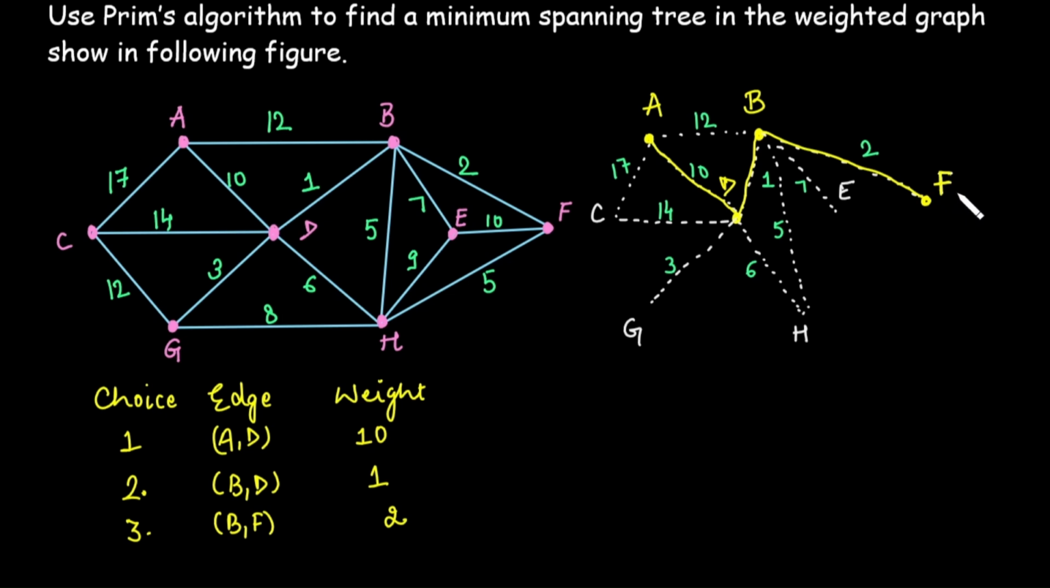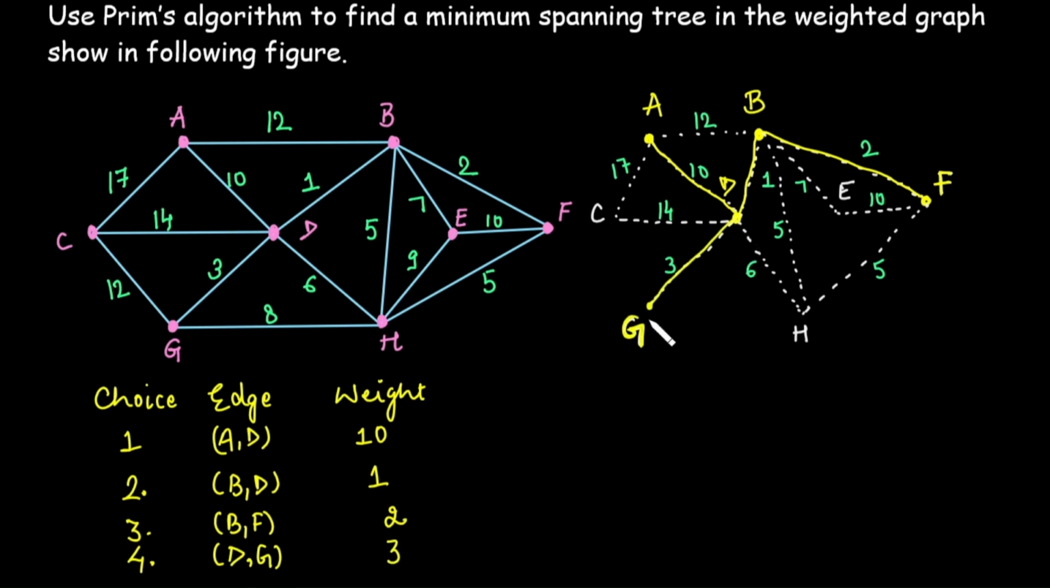Next, check all the outgoing edges from the vertex F, that is F to E and F to H with the weights 10 and 5 respectively. Now choose the minimum weighted edge over the dotted lines. Here we have 17, 12, 14, 3, 6, 5, 7, 10, 5. So the minimum weight in this case is on the edge D to G, that is 3. So our next choice is the edge D to G with weight 3.